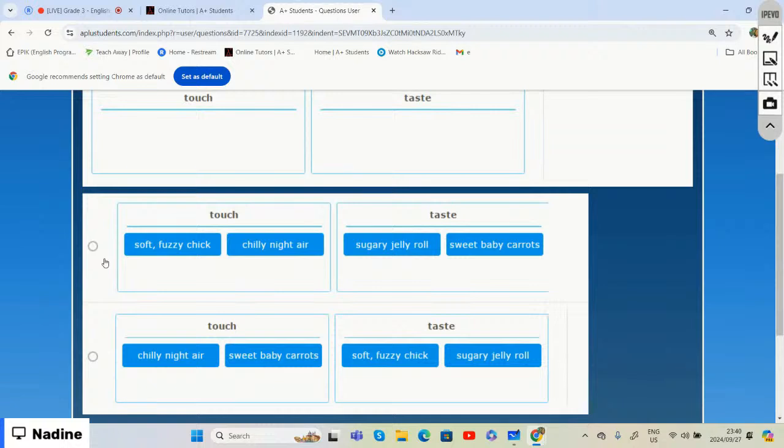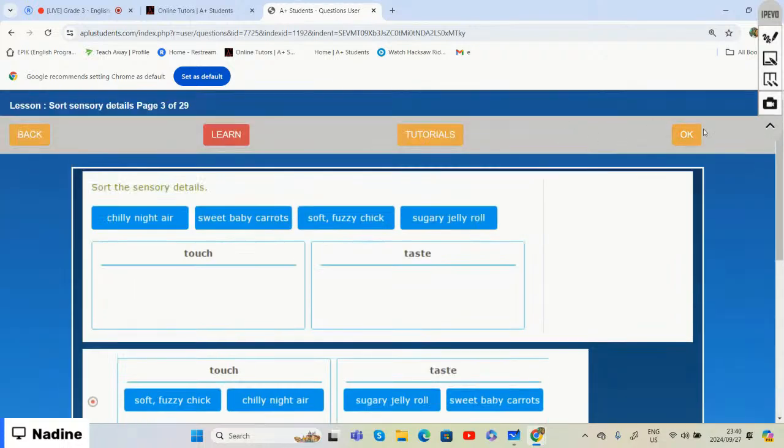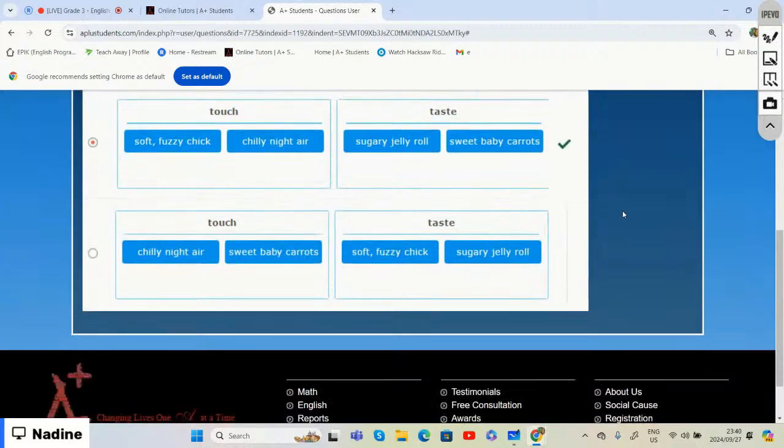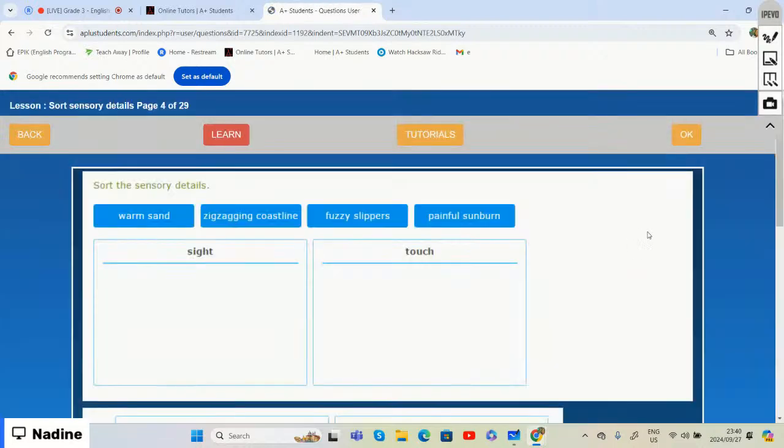All right, and if we were to choose the correct option, then we will say option one is correct. So well done. Option one is correct. Let's look at the next one. It says we need to sort out the sensory details under things that you can see, which is sight, and under things that you can touch. So we have warm sand. Is that something that you can see or touch?